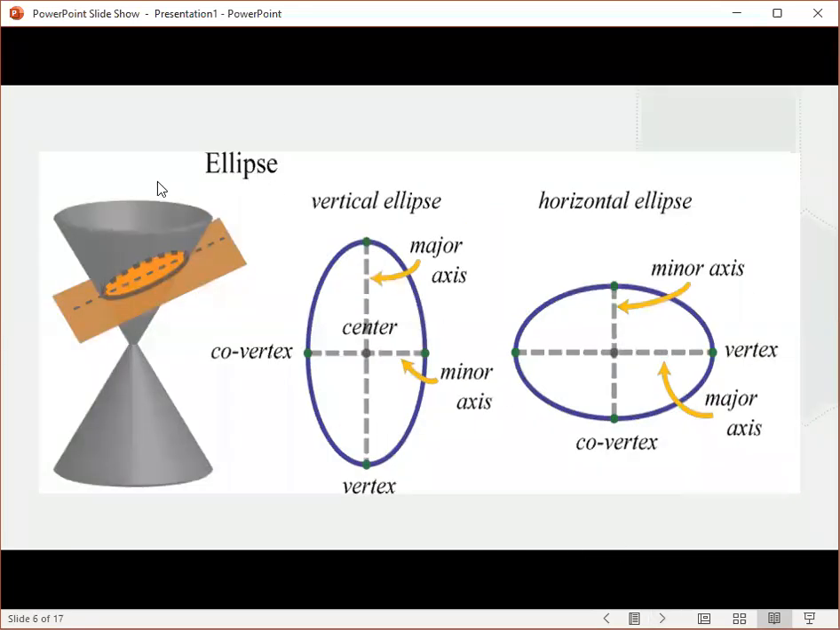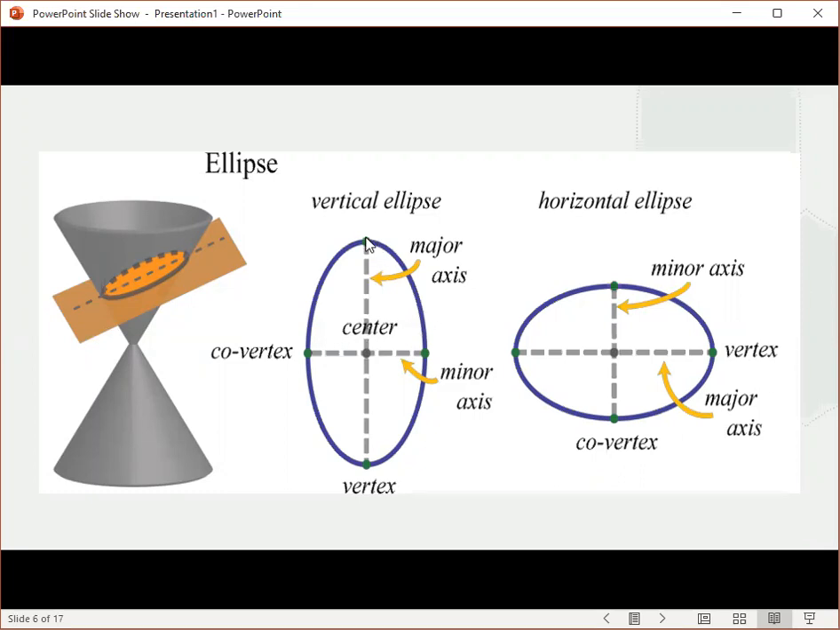Now we have here a few characteristics of the ellipse, if you can still remember from our first week's discussion. So an ellipse, if you have here the double napped cone, and then it is intersected by a plane diagonally, it forms a bounded curve. So here you formed a bounded curve that is the ellipse. Now there are two types of ellipse. We have the vertical ellipse and the horizontal ellipse. So this is our vertical ellipse.